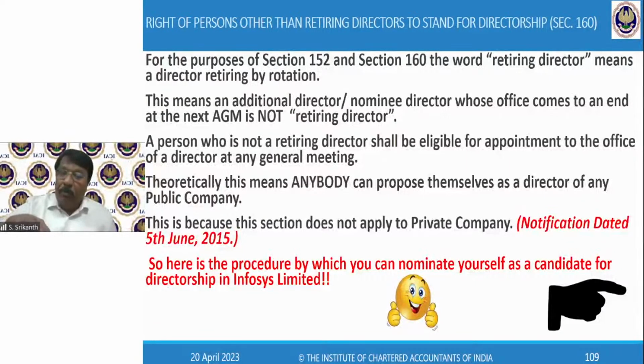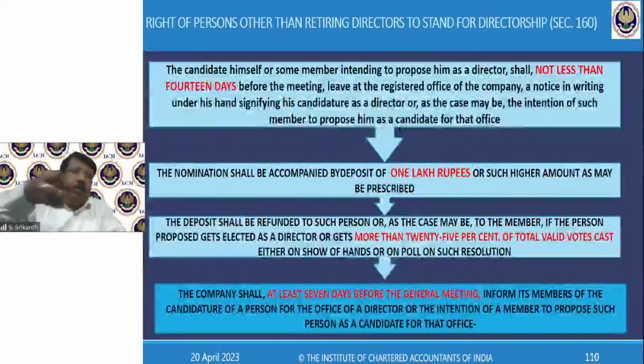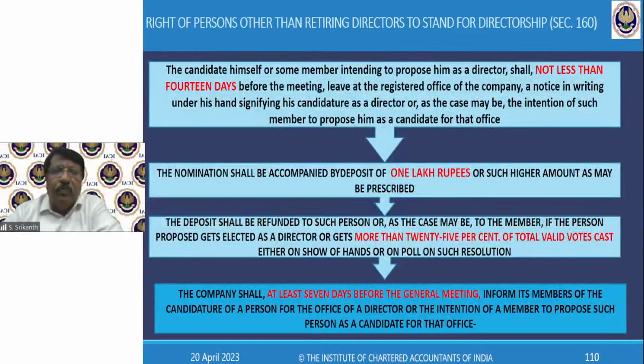So private company, no. Public company, when directors are retiring by rotation, anybody can propose themselves as a candidate. So there will be an election. Now, how can Mr. Gardab Das propose or nominate himself? Here is the procedure. You can nominate yourself as a candidate for directorship in Infosys Limited. No jokes, it can be done. The candidate himself or some member intending to propose him as director shall, not less than 14 days before the meeting, no date. The notice of AGM would have come 21 clear days before the meeting.